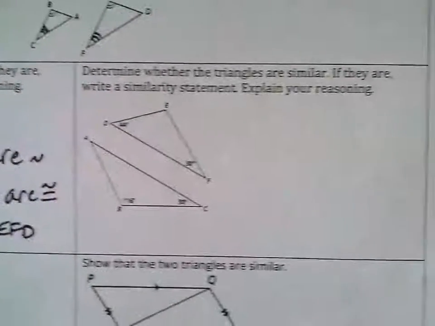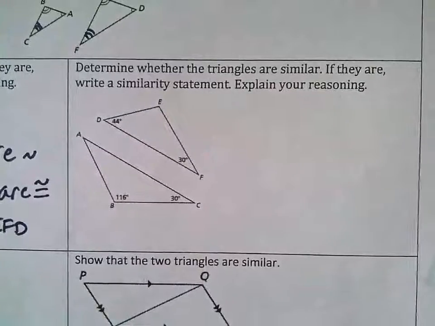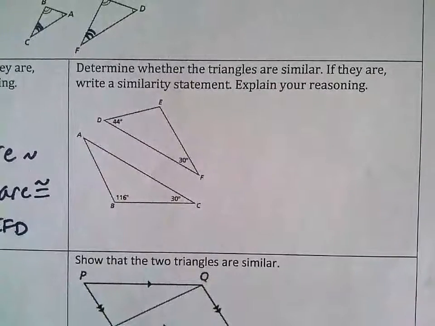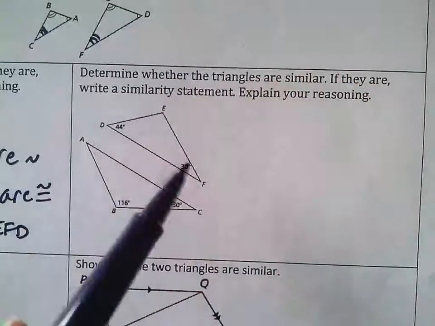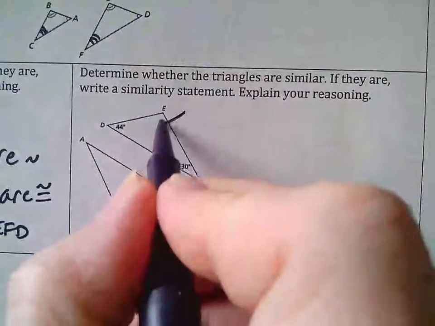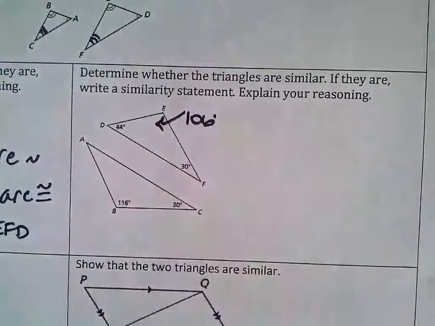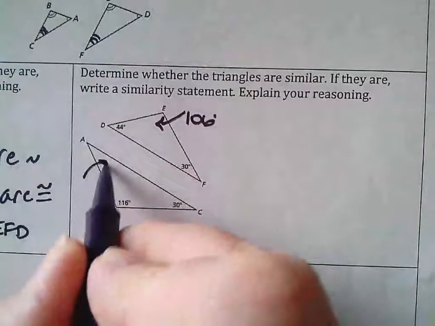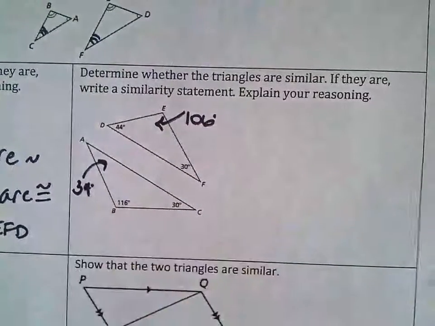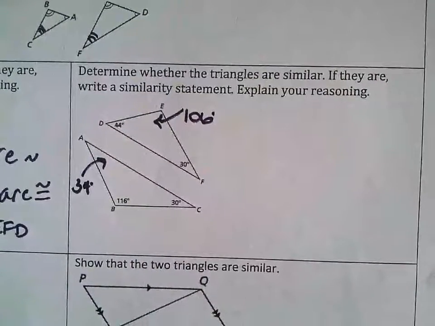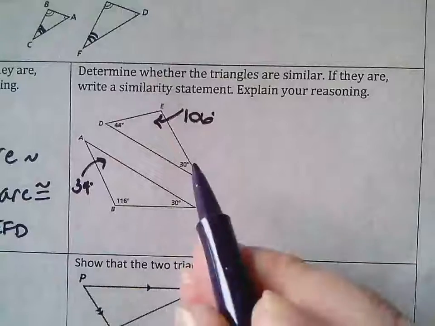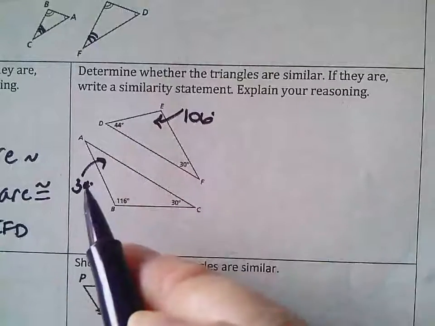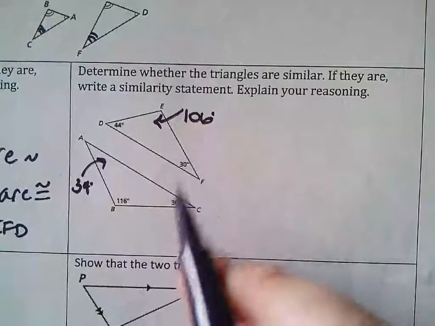So let's check this one out. Determine whether the triangles are similar. If they are, write a statement about it. If you look at this and you add these two together and subtract from 180, you'll see that this is 106 degrees and this is 34 degrees. In order for these to be similar, they have to have at least two measurements be the same. They only have one. This is off by 10 degrees and this is off by 10 degrees. So they only have the one that's the same.